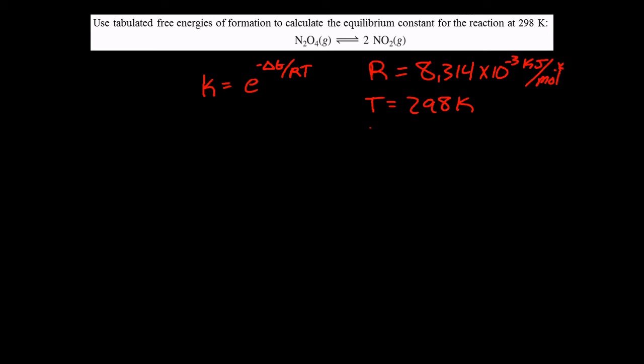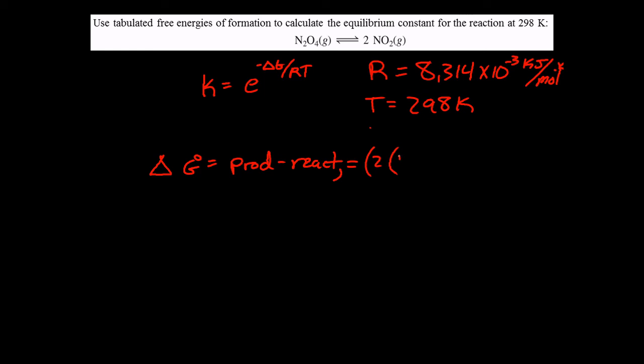So, if I look up those numbers in the appendix, it's probably going to be listed under nitrogen. All right. And this is going to be products minus reactants, which is going to be, we'll just do it this way. So we have one product. We have two of it. So NO2 in the gas phase. Let's see. Here's NO2 in the gas phase.